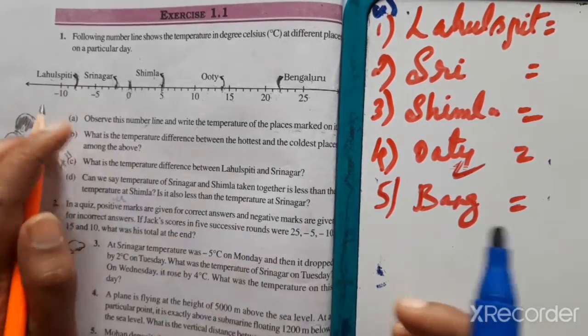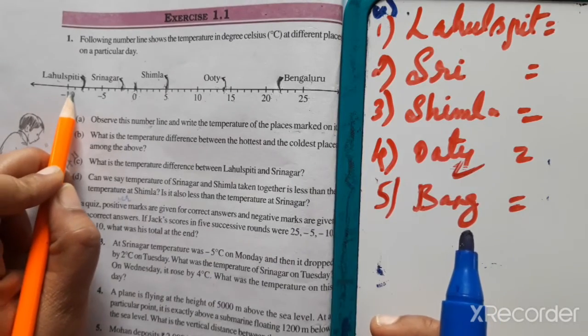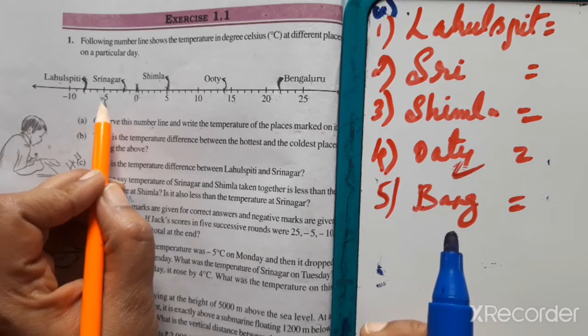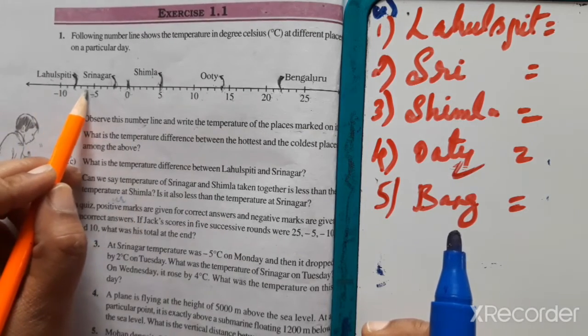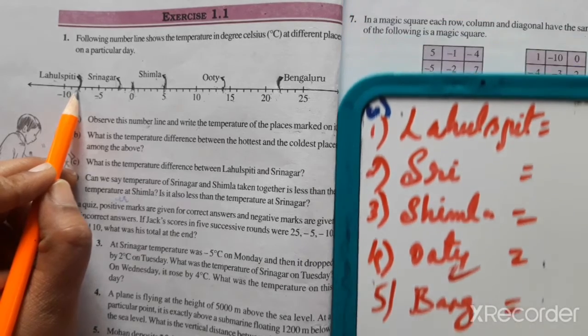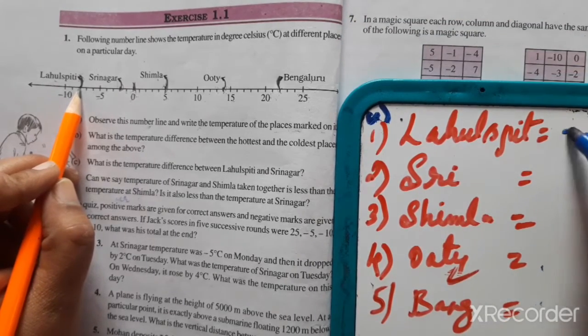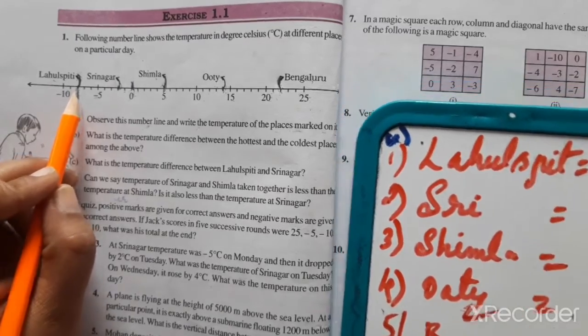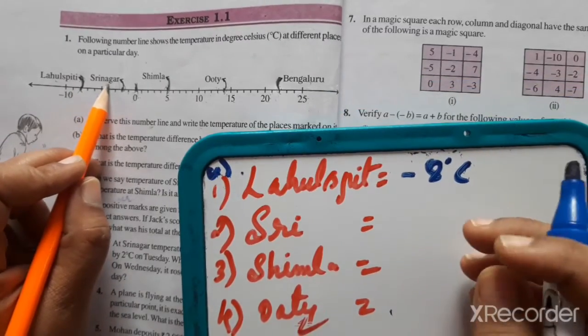Now Lauspati. So here this is minus 10. Minus 10 means from here, no? 0, 0 to minus 5. Then after minus 5, which number? Minus 6, minus 7, minus 8. Okay, what is the Lauspati temperature? Minus 8 degrees Celsius.